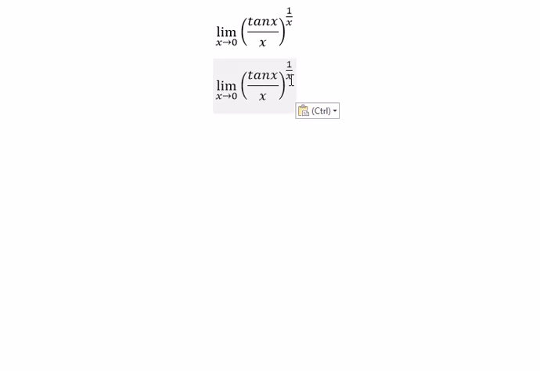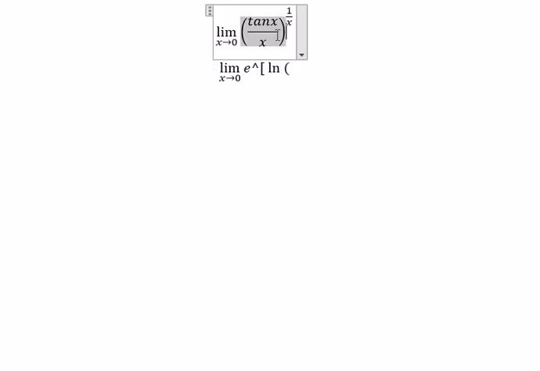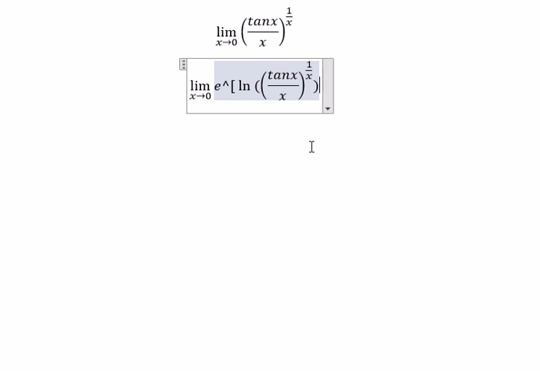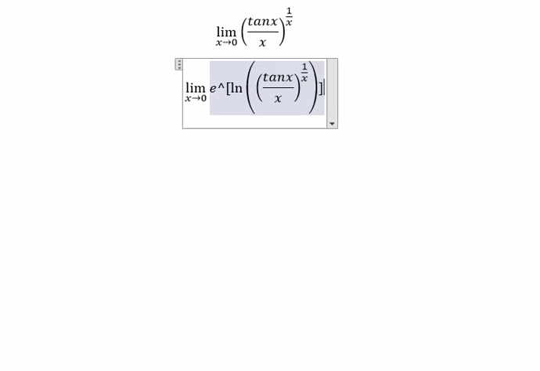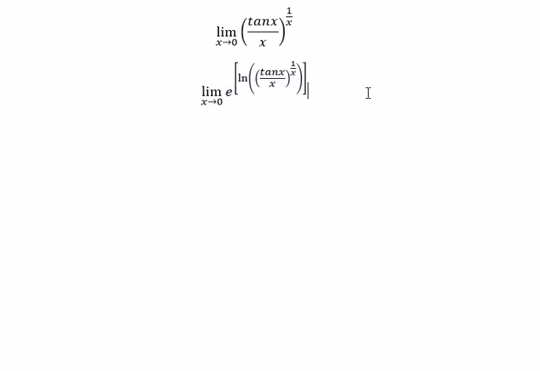In this situation, we can put e to the power of ln of this expression. In here, we will put it like this, because we have 1 over x times the natural log of tan x over x, so we can put 1 over x in here.